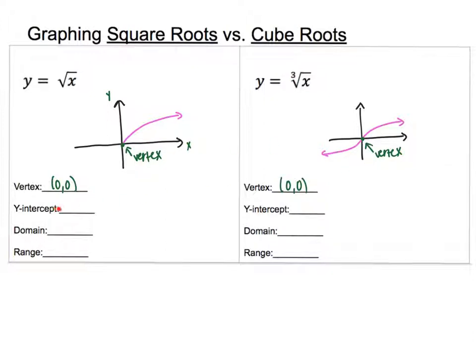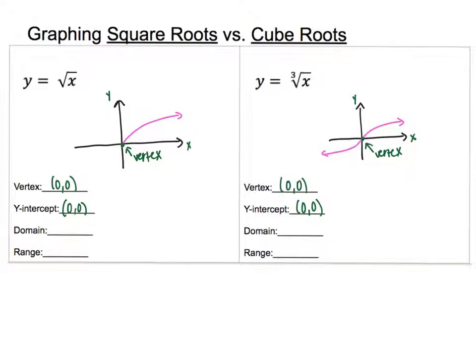Let's talk about the y-intercept. Where does this graph cross the y-axis? Well, it crosses at the vertex, the same point as the vertex, which is going to be 0, 0. And for the cube root function, it also crosses at the origin for the y-intercept. So I'm going to put 0, 0. So both of these are crossing at the origin for the y-intercept.